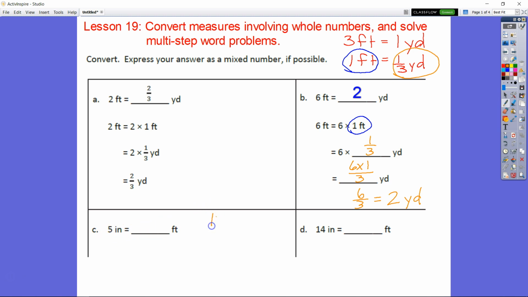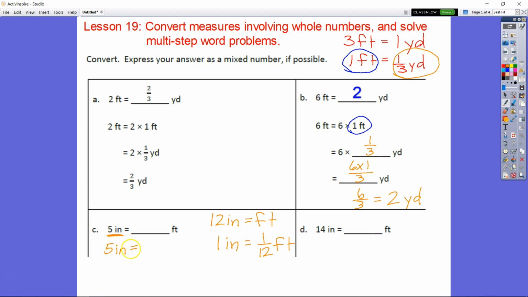I don't know, but I know that 12 inches is equal to 1 foot. So if 12 inches is equal to 1 foot, then 1 inch is equal to, you guessed it, 1/12 of a foot. All right, so let's go ahead and separate. First step we're going to do is separate. We need to separate these two things. We need to separate our 5 from our inches.